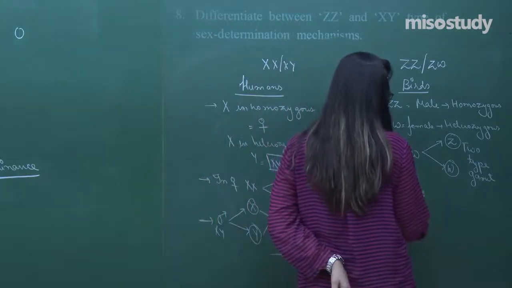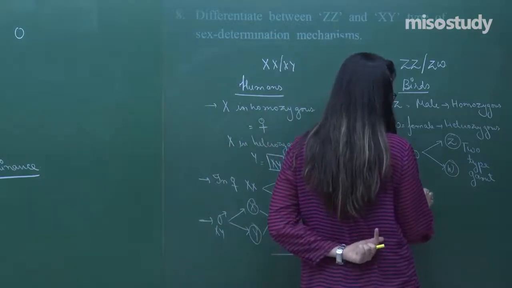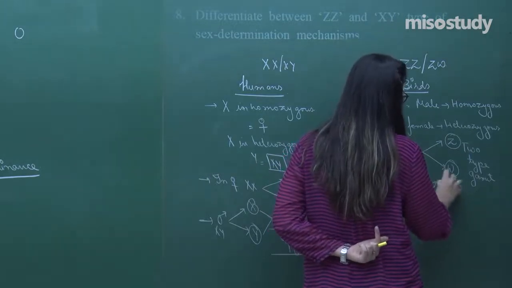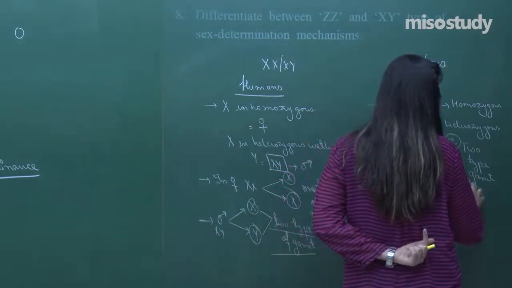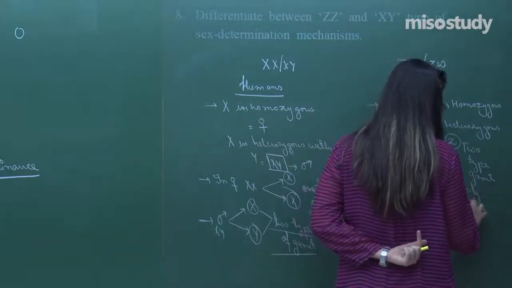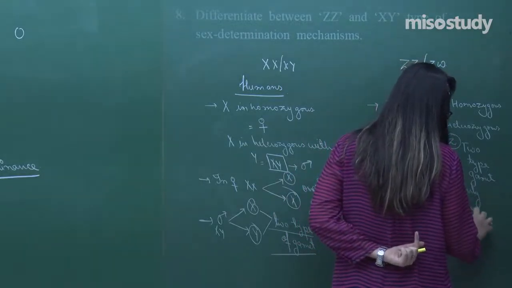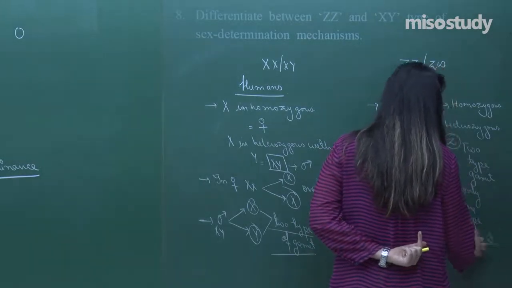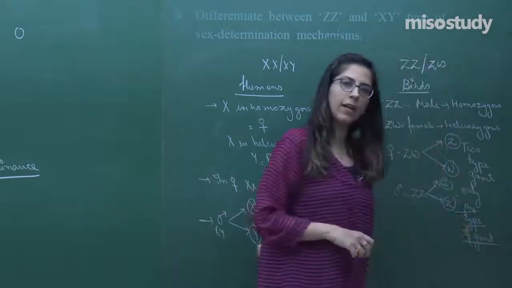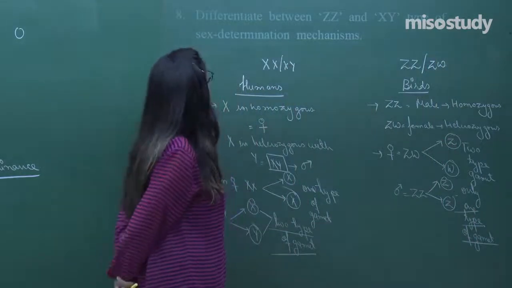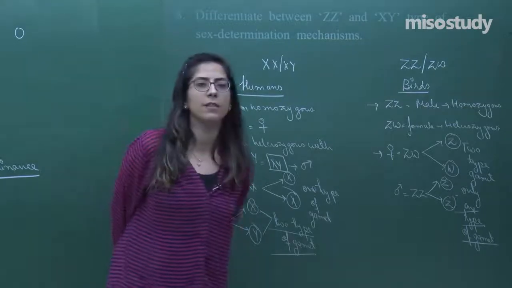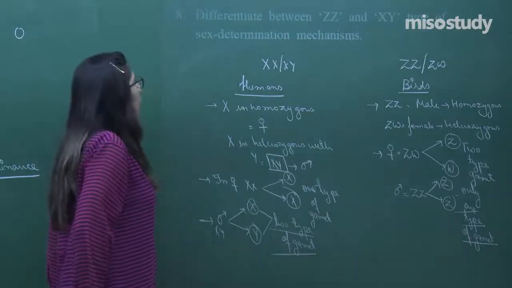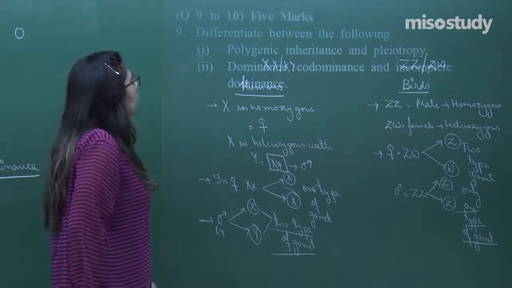In case of male, as I have discussed, it is homozygous, so that is only ZZ, which can produce the same type of gamete. So, only one type of gamete. This is the exact distinction between XX and XY, ZZ and ZW type of sex determination. Now, let us move towards the next question, question number 9.